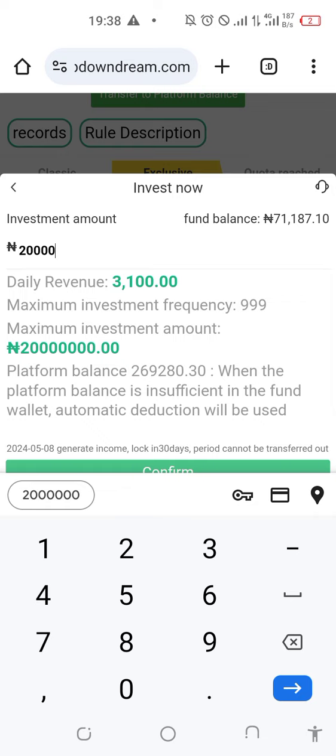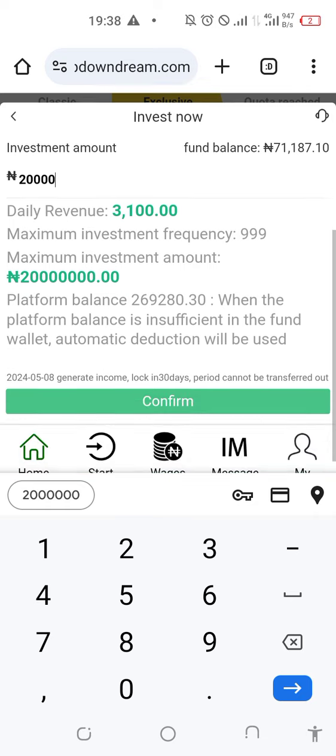So if you want to do this well, you have to make sure that it's money that you are willing to risk. Nevertheless, once I put in this amount and I've done my calculation, right? It's saying that the maximum investment frequency is 999 times. So I can do this again and again up to 999. That's what this is saying, right? I cannot do more than 20 million naira, right?